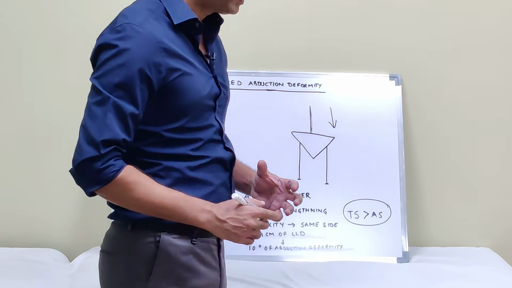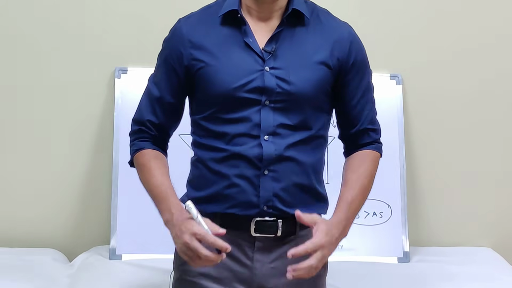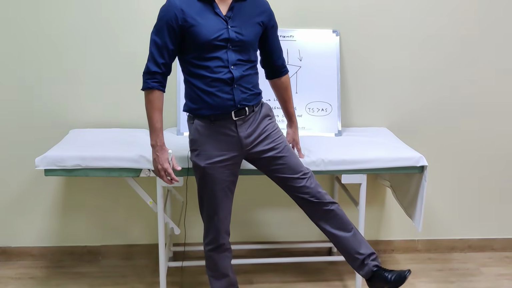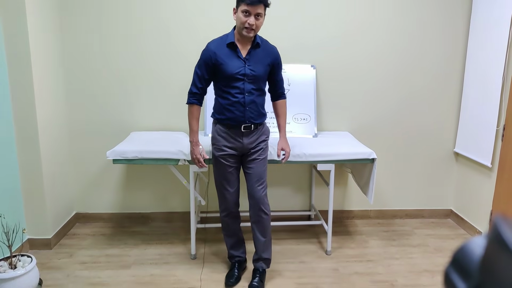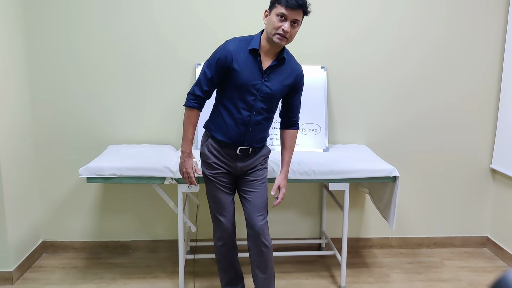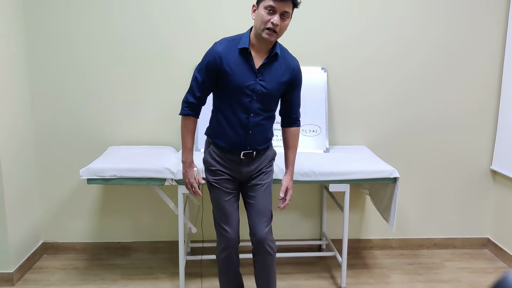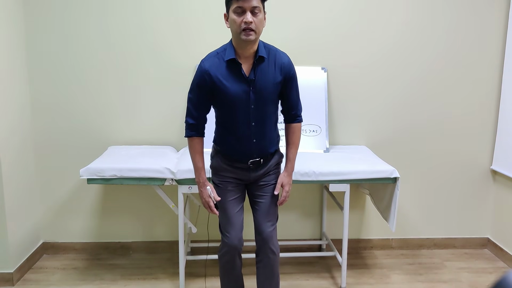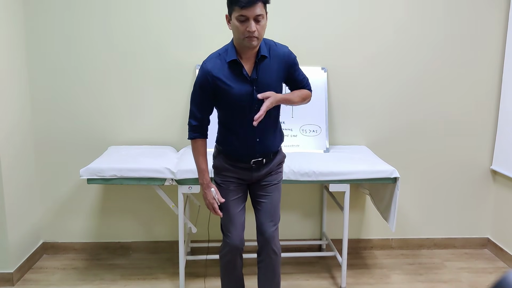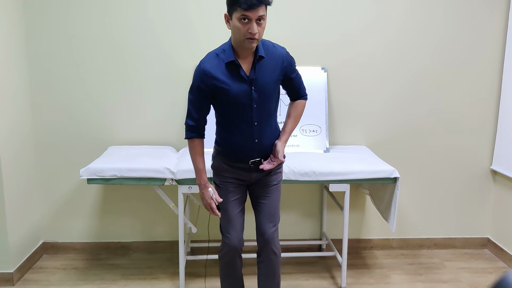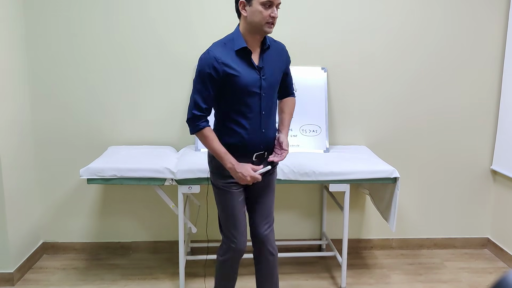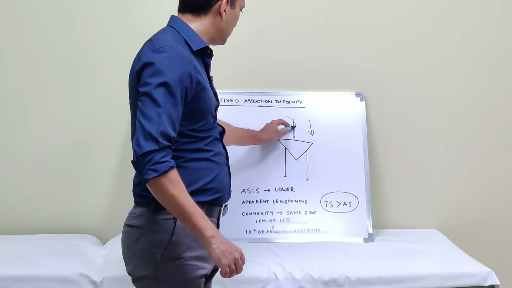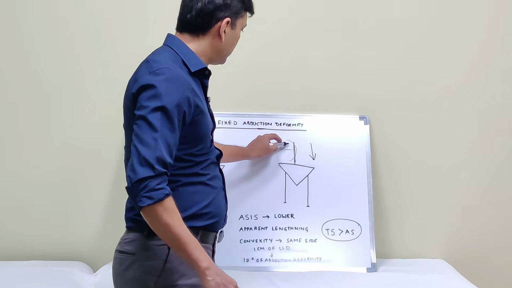So if Varun can show me, if I am standing like this and if I have got a fixed abduction deformity and I am bringing the ASIs down, so I am becoming like this, but can I walk like this? I cannot walk like this. So what I will do, I will compensate, and to bring the head in the center, my spine will curve towards the affected side. So convexity of the spine will be towards the affected side.